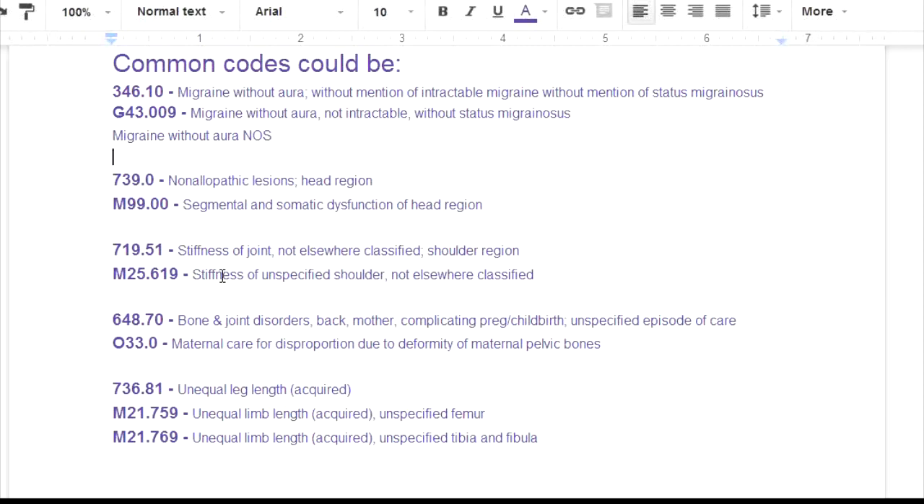Now, what's interesting about this is that in ICD-9, you can't tell whether it's the left or right shoulder. You'd have to put a modifier on there. With ICD-10, this is unspecified shoulder because they didn't tell us which, but the code would actually say left shoulder, right shoulder, bilateral, or unspecified. And just like in ICD-9, you have unspecified codes, and they often end in the number 9.